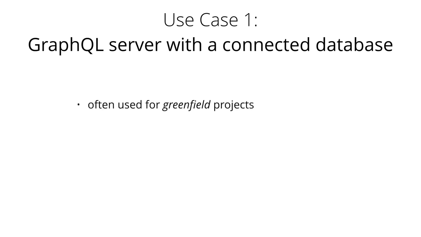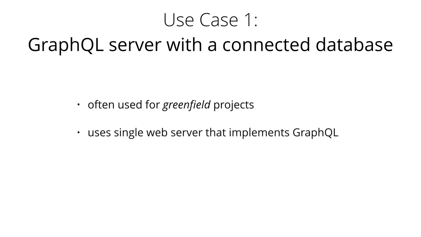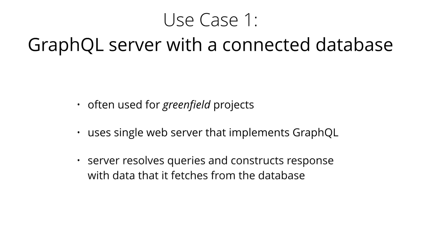Let's first talk about the use case of a GraphQL server with a connected database. This architecture will be the most common for greenfield projects. In the setup, you have a single web server that implements the GraphQL specification. When a query arrives at the GraphQL server, the server reads the query's payload and fetches the required information from the database. This is called resolving the query. It then constructs the response object as described in the official specification and returns it to the client.